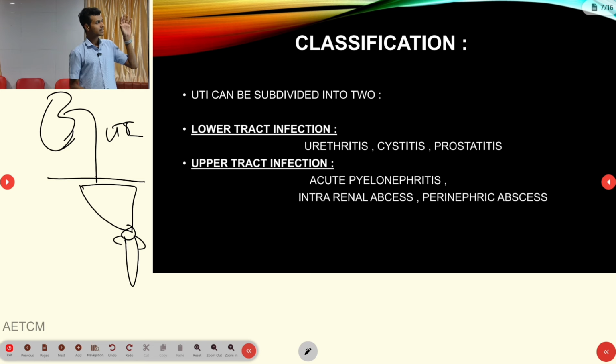In males, we add the prostate also as one of the structures in the lower urinary tract. If any problem arises in the kidney, like pyelonephritis, intrarenal abscess, or perinephric abscess, where peri means around, so an abscess forming around the renal structure, these come under upper urinary tract infection. Then in the lower urinary tract, if the bladder is inflamed or infected, that is called cystitis. If there is a problem in the urethra, that is urethritis. If there is a problem in the prostate, that is prostatitis.